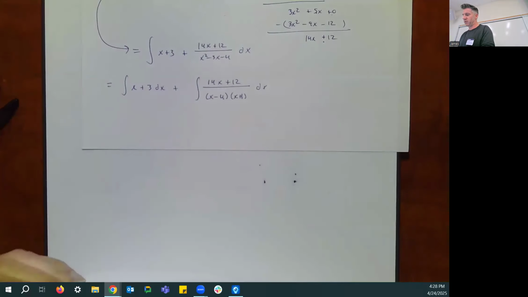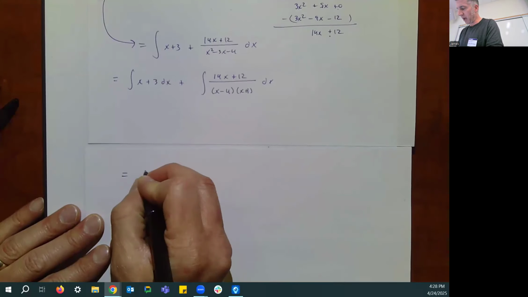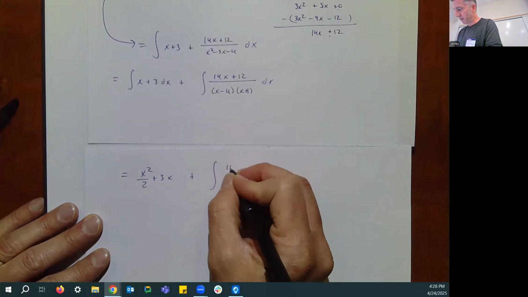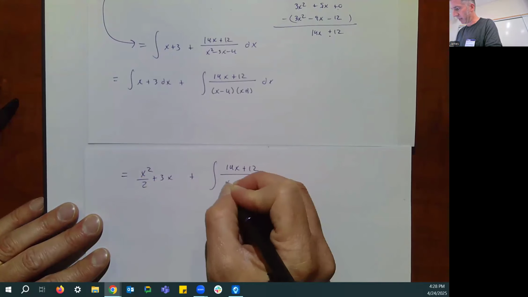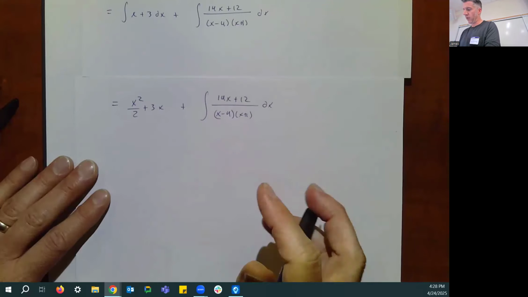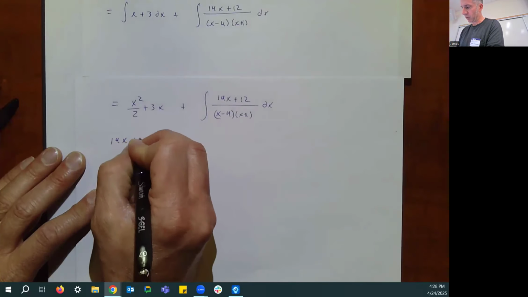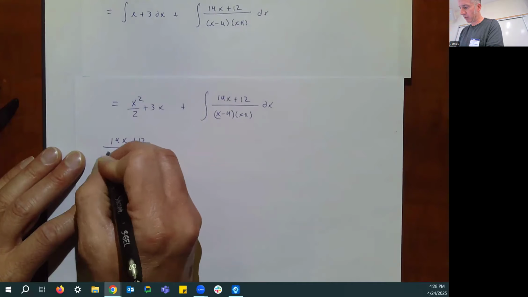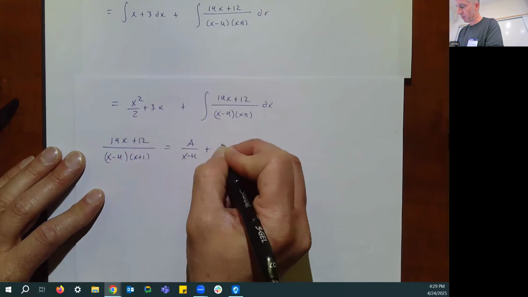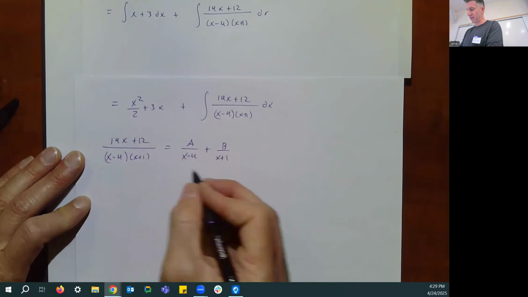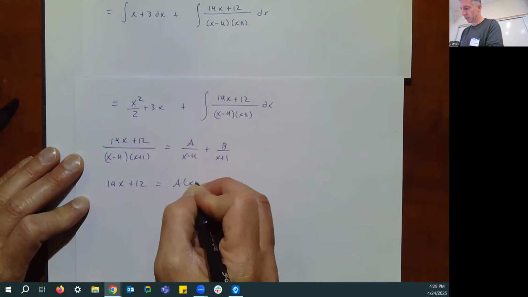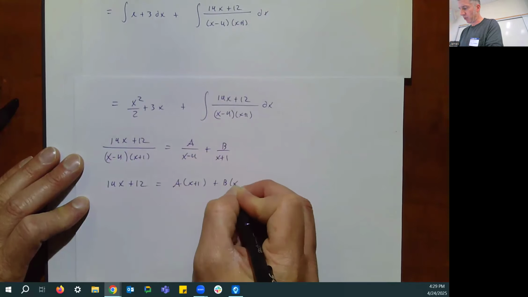So we're going to get x squared over 2 plus 3x plus whatever the integral of 14x plus 12 over x minus 4 times x plus 1 is. We would do the usual thing. 14x plus 12 over x minus 4 times x plus 1 is equal to A over x minus 4 plus B over x plus 1. Multiply both sides by the common denominator. You get 14x plus 12 equal to A times x plus 1 plus B times x minus 4.